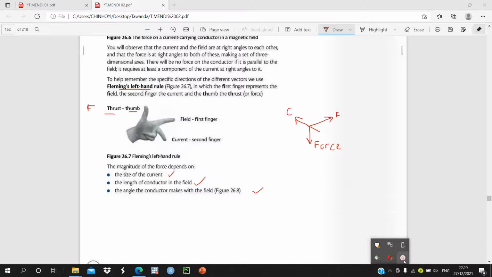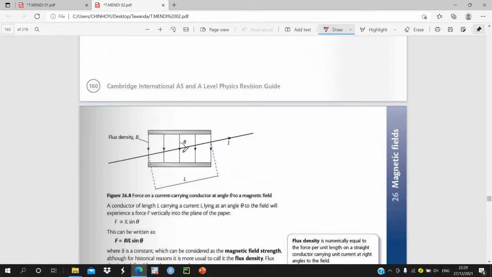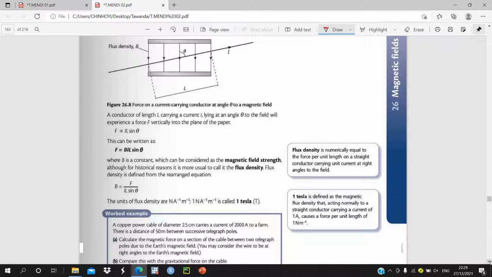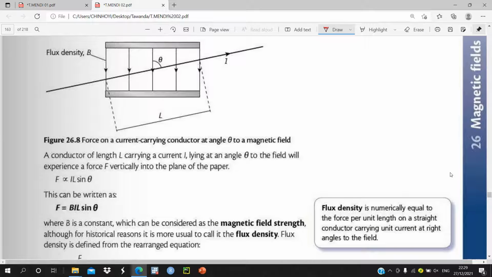What we are saying here is that the magnitude of the force depends on these factors, so you need to take note of that, and also the angle at which the conductor is laid in the magnetic field. We also need to know the definitions of these terms.